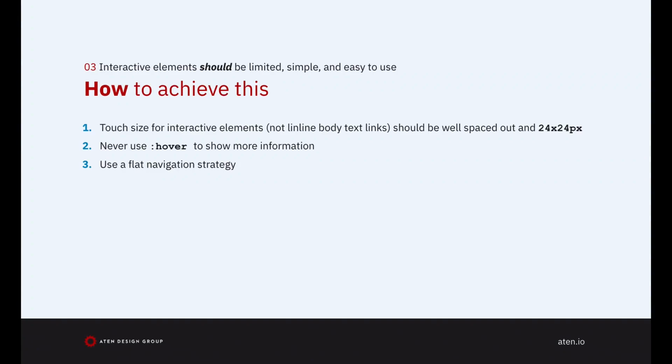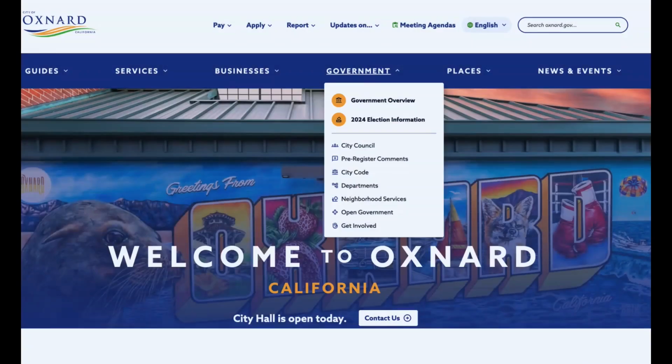Use a flat navigation strategy if you are using any kind of menu navigation with a drop-down to ensure the usability works for mouse, keyboard, screen reader, and touch. For example, this is the city of Oxnard that we have here. Their website has so many links because everybody's going there for everything. So what it is, everything has a drop down.